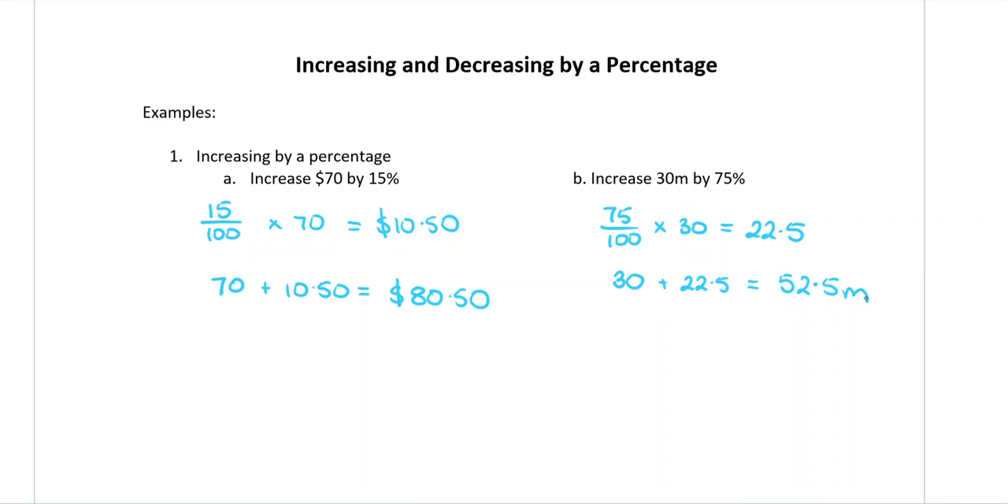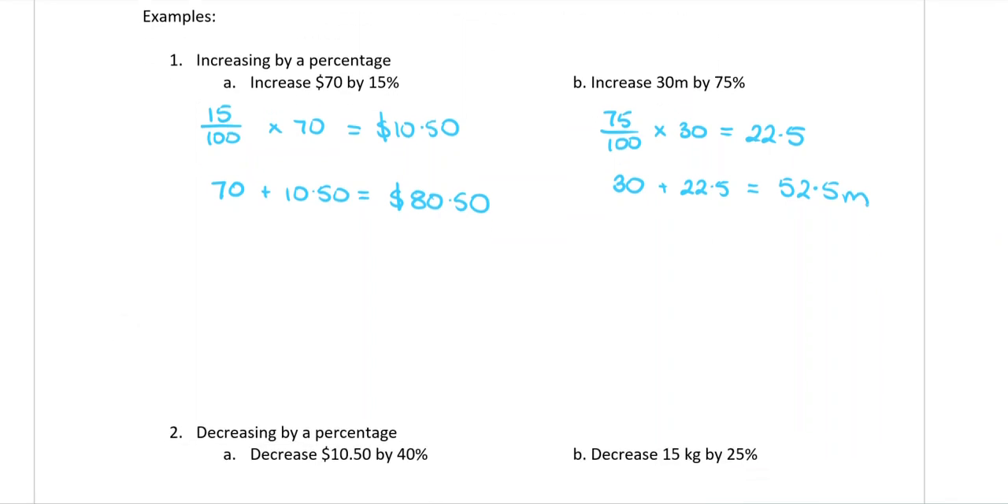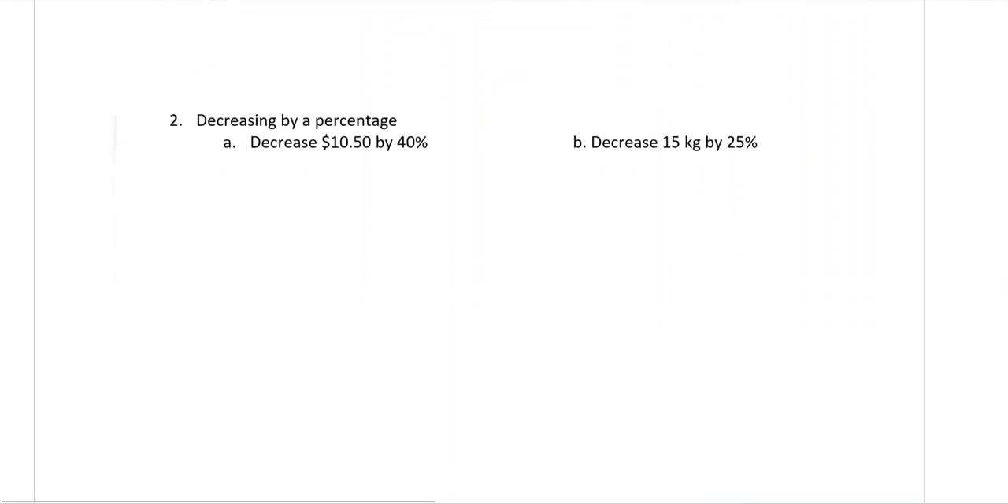Okay, but then there's a second type of question, the ones underneath. These ones say that we want to decrease now. You still do the first line the same. You still need to find the percentage of the amount. So I want to find 40% of $10.50. 40% means 40 over 100 times by $10.50. In the calculator, what do you get?